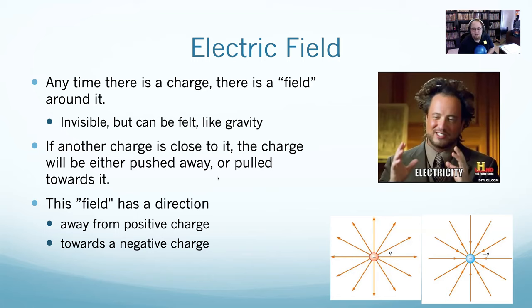Basically, if I was to put a positive object right here, what would happen to that positive object is it would just go down this line. If I was to put a positive object right there, it would just go down this line. That's the general idea.